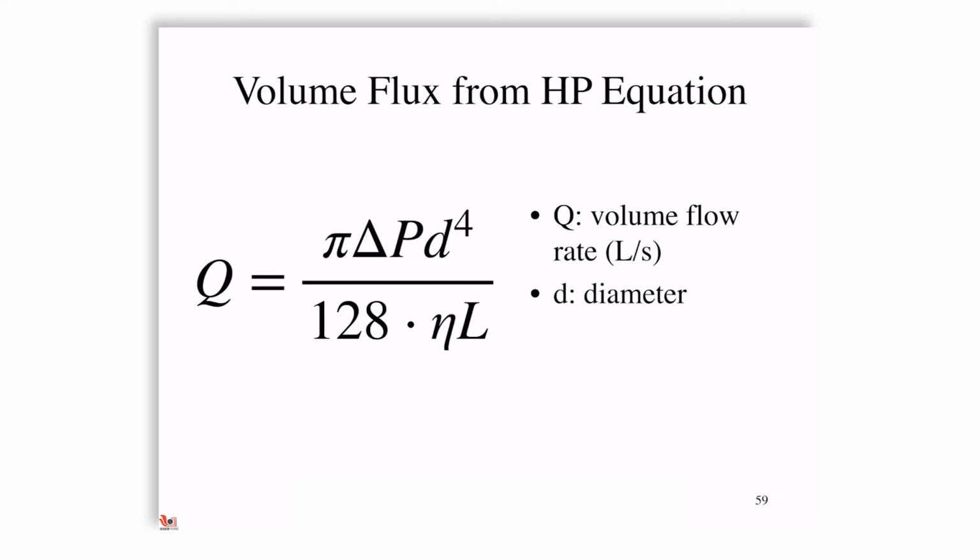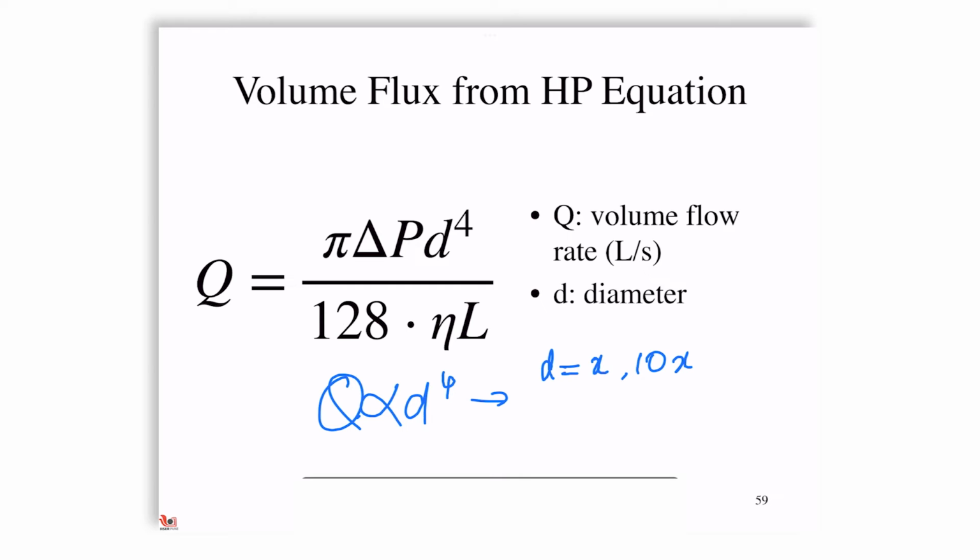Here, interestingly enough, the volume flow rate now scales not quadratically, but by the power of 4 with the diameter, suggesting that if the diameter goes from some x to 10x, the volumetric flow rate goes from V to 10 to the power 4 V. That means a tenfold change in diameter results in a 10,000-fold change in the volumetric flow rate. This is quite dramatic.